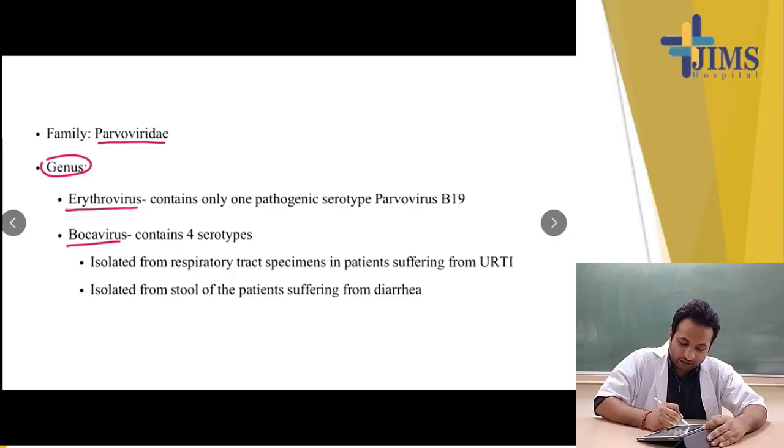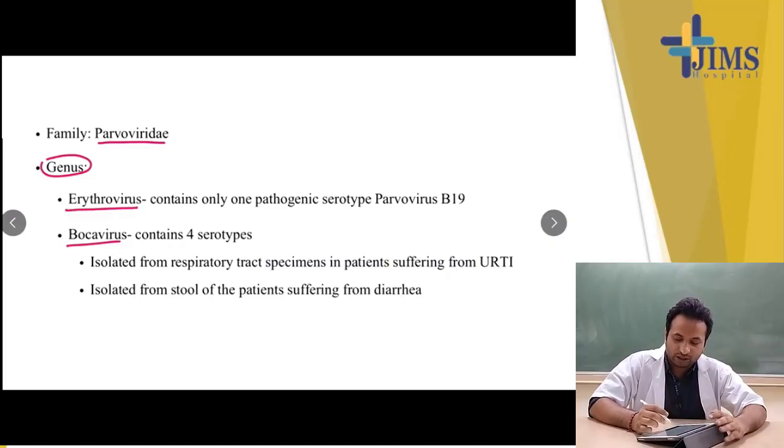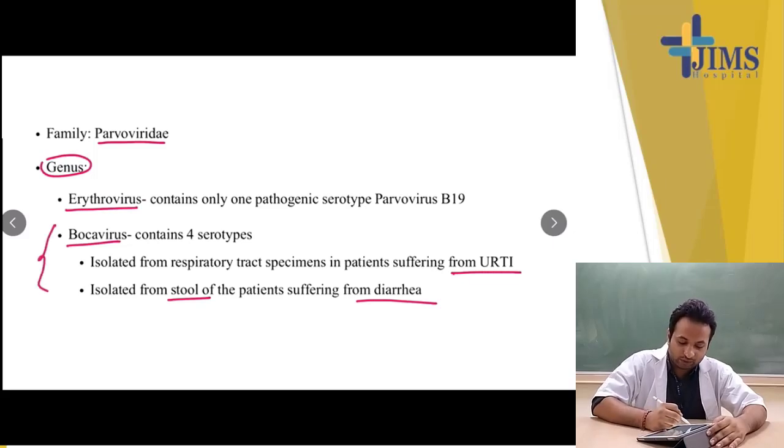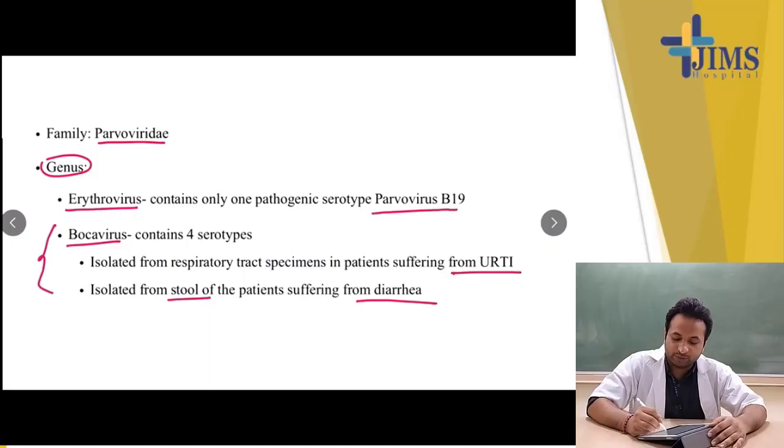Bocavirus is recently discovered and it contains 4 serotypes which are isolated majorly from respiratory tract specimens in patients suffering from upper respiratory tract infections, and sometimes it can also be isolated from stools of patients who are suffering from diarrhea. So this is what you have to know about bocavirus since it is recently discovered. The main one is erythrovirus, which contains only one pathogenic serotype known as parvovirus B19.